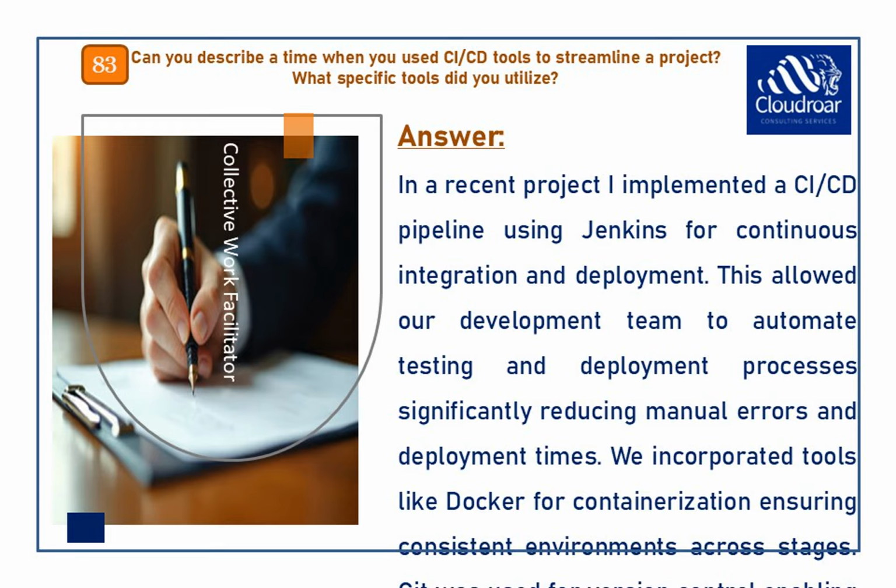We incorporated tools like Docker for containerization, ensuring consistent environments across stages. Git was used for version control, enabling seamless collaboration among team members. By integrating automated testing, we ensured that code quality remained high before deployment. This approach not only accelerated our delivery, but also fostered a culture of accountability and continuous improvement within the team.